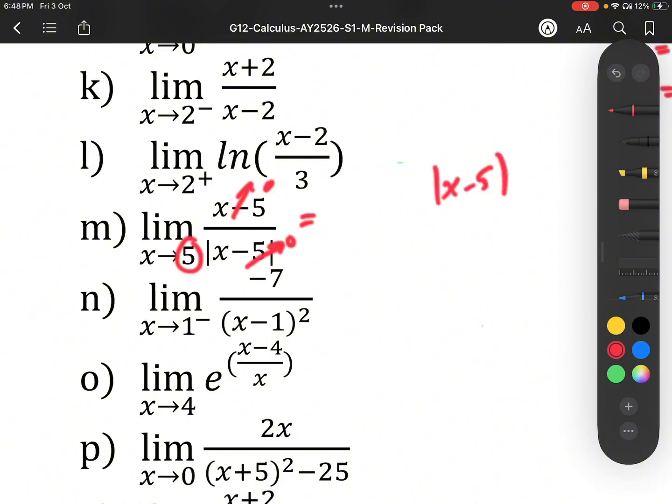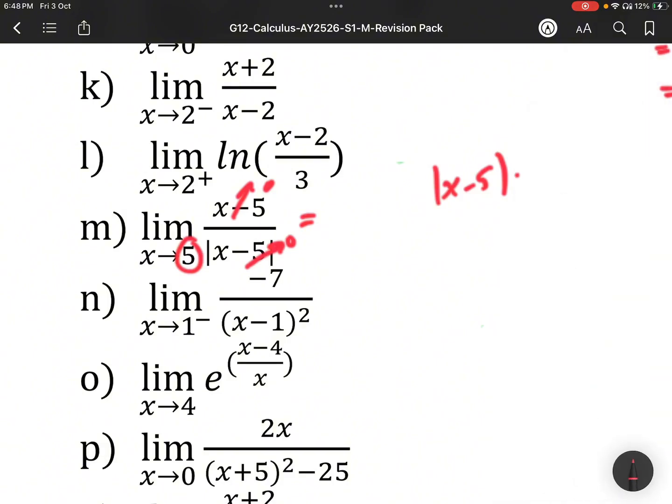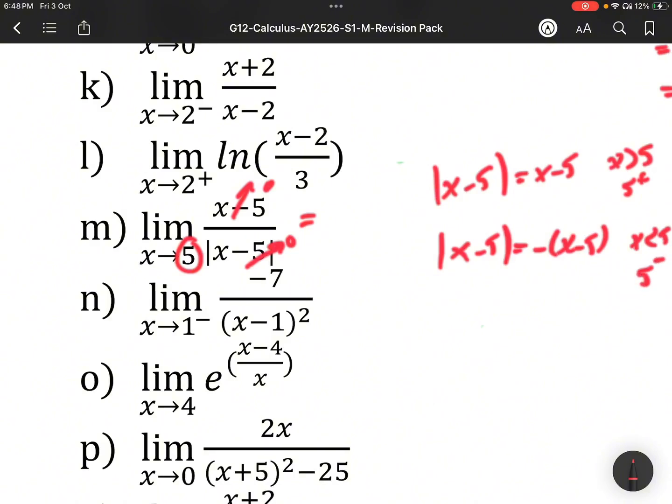Absolute value of x minus 5, when x is greater than 5, is going to be positive. So it's x minus 5. This is 5 from the right. When x is less than 5, like 4 point something, x minus 5 is going to be negative. So it's negative x minus 5 when x is less than 5, 5 from the left, which is negative x plus 5.